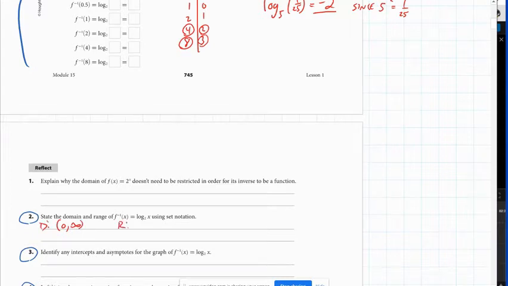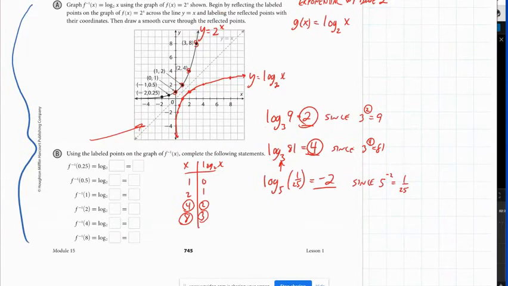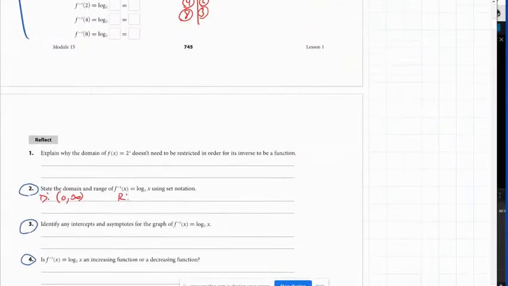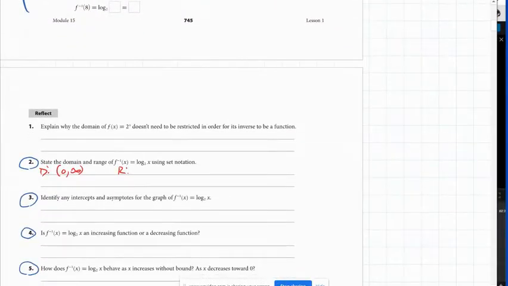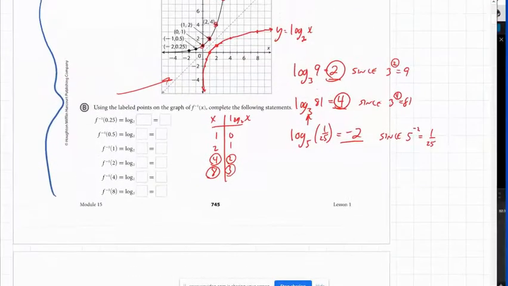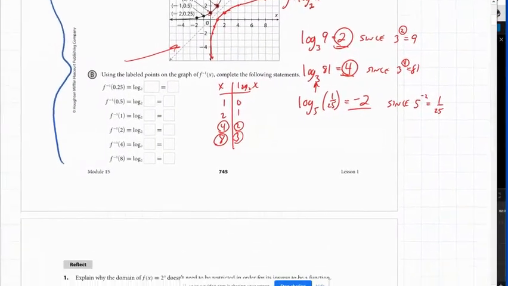The range looks like we have negative values going down forever and positive y values going up forever, so it includes positive and negative y values. It's going to be all real numbers, so from negative infinity to infinity. Intercepts, so this has an x-intercept at 1, 0.